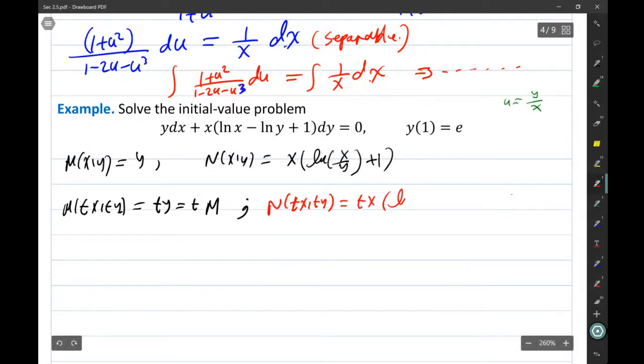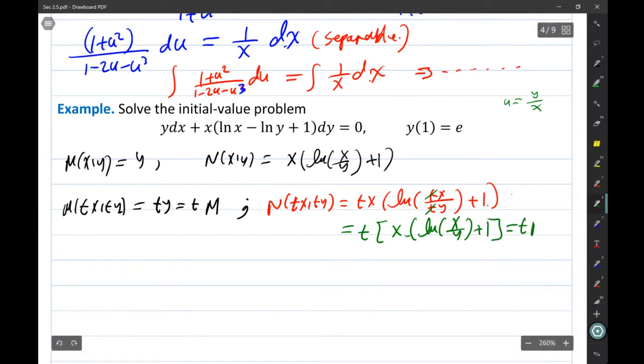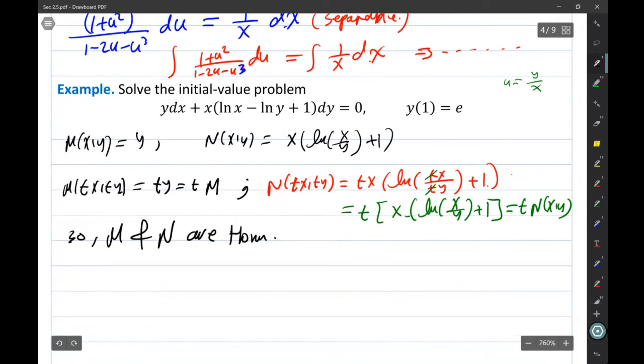N of tx,ty is tx times ln of tx over ty plus 1. Now tx divided by ty, we cancel t, so that becomes t times x times ln of x over y plus 1, which is t times N of x,y. Therefore, M and N are homogeneous equations.